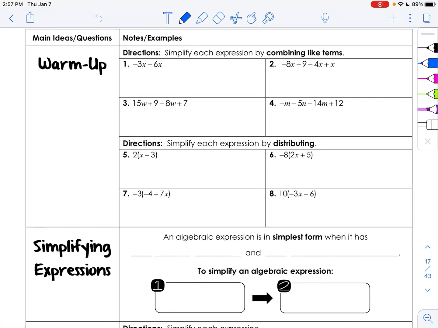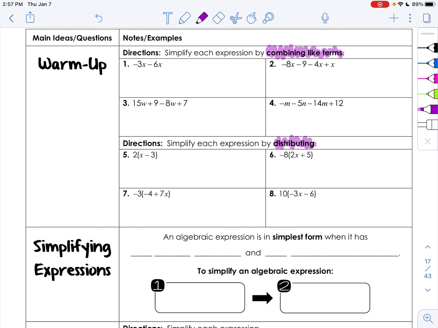In this lesson, we're going to be continuing talking about simplifying expressions. In order to fully simplify an expression, we need to review what we've talked about before with combining like terms and distributing. So let's review a couple of those problems to practice.